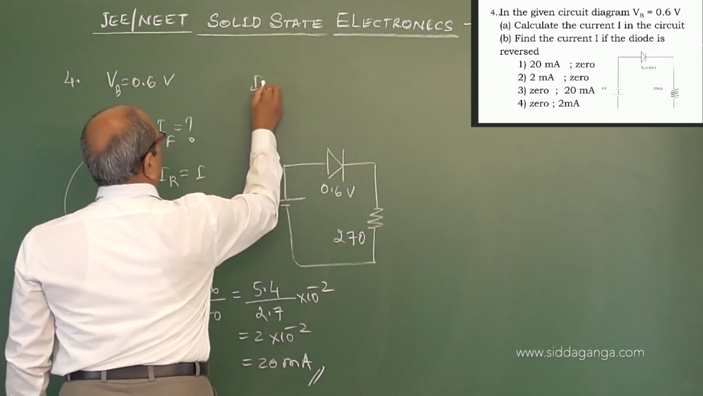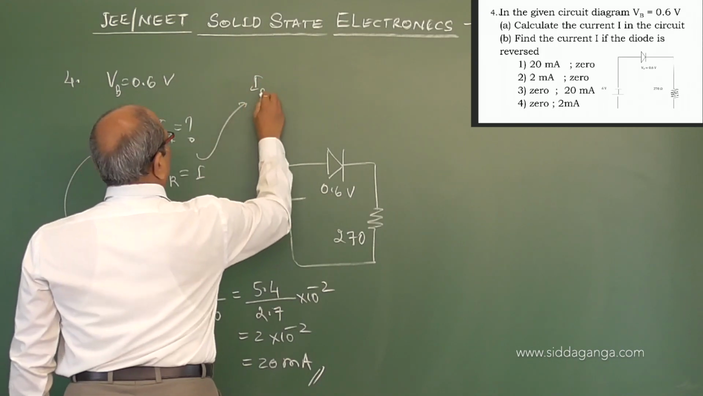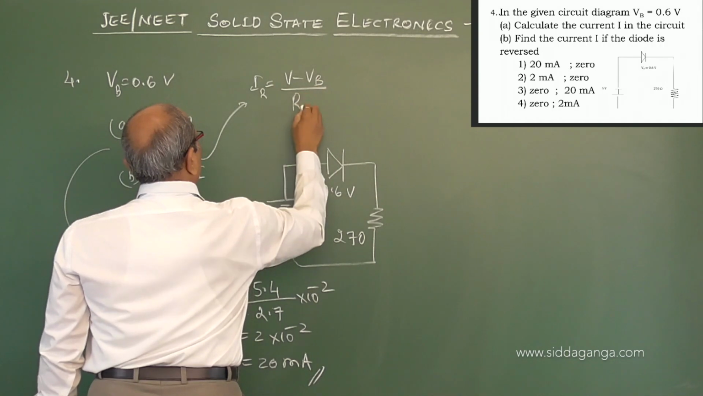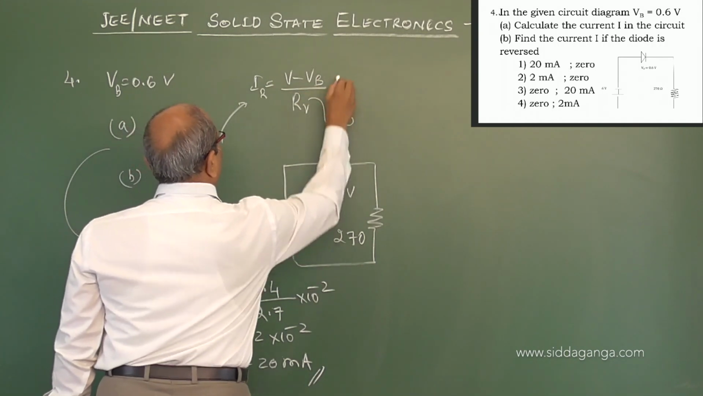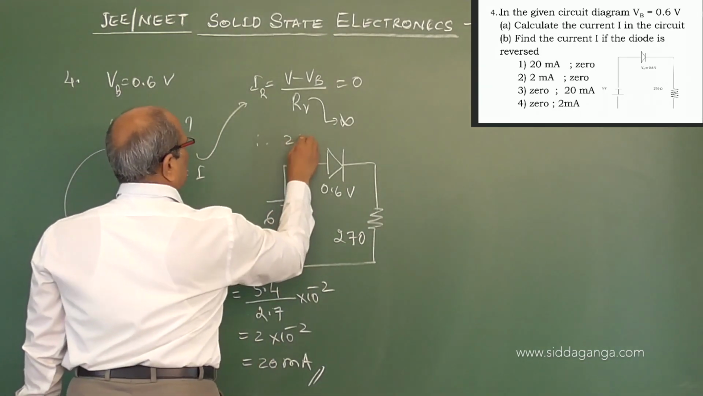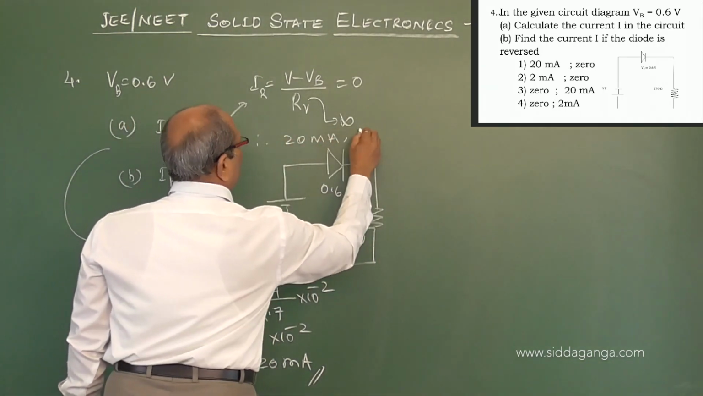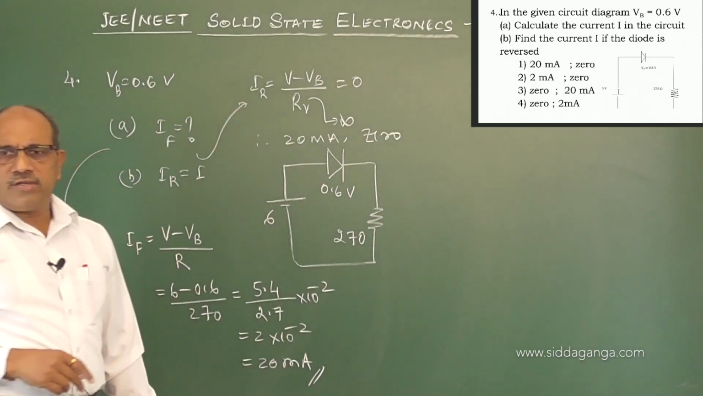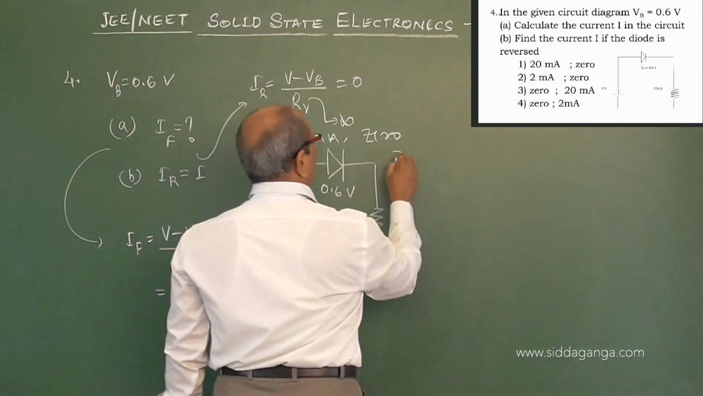In the reverse bias, second case, V minus VB by the resistance of the reverse bias, which is infinity, therefore 0. Therefore, answer is 20 milliamps, 0. 20 milliamps, 0 is the option number 2.